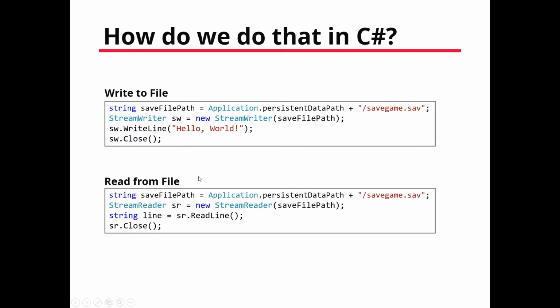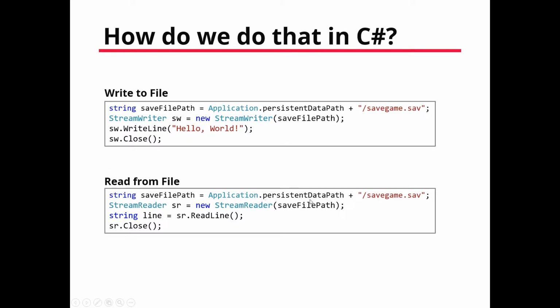Next up, we might want to read from a file, and we can do this by using the same path and then creating a StreamReader with this path and then just saying StreamReader.ReadLine, and this returns the line that we put into it. So this returns hello world, and we save this line into the string, and then we can close the StreamReader. Also, again, immensely important to always close the StreamReaders or the StreamWriters. All right, so far so good.